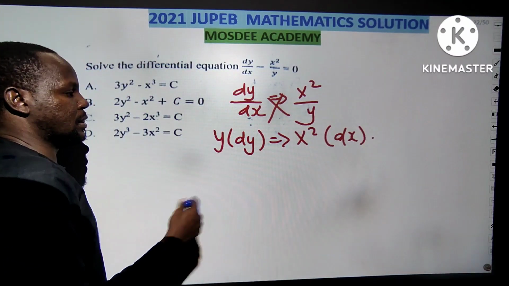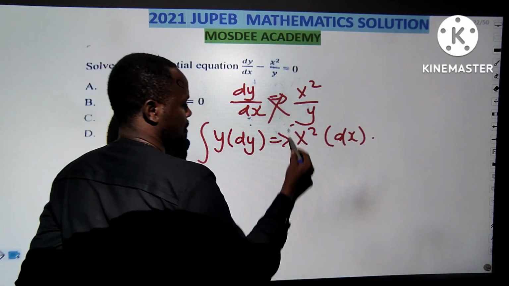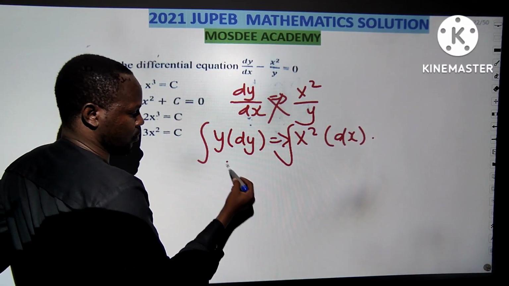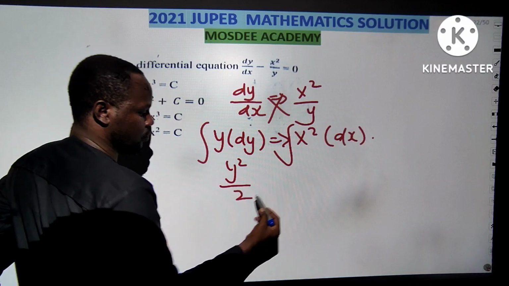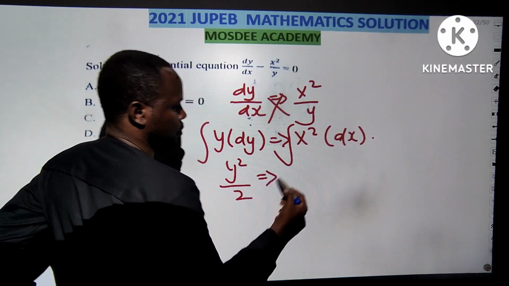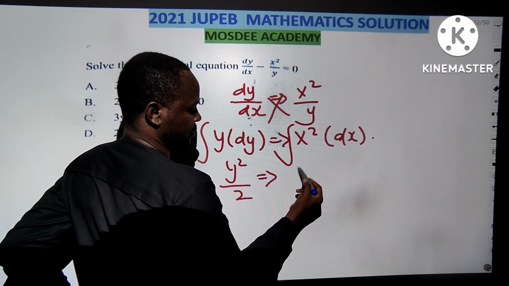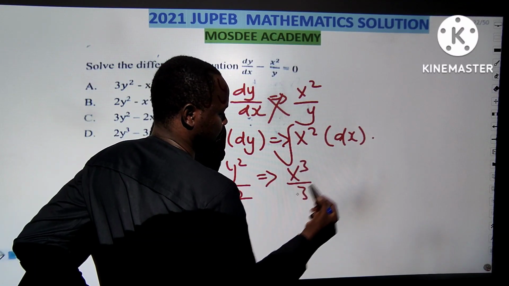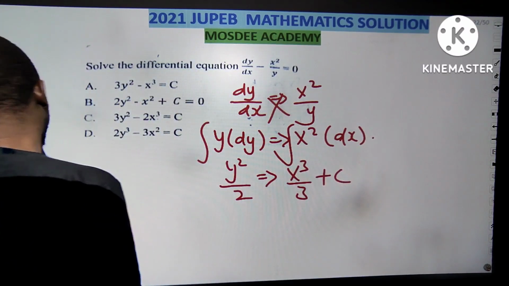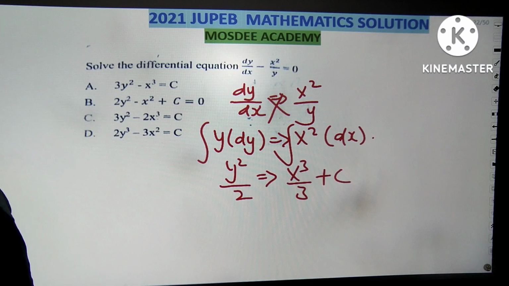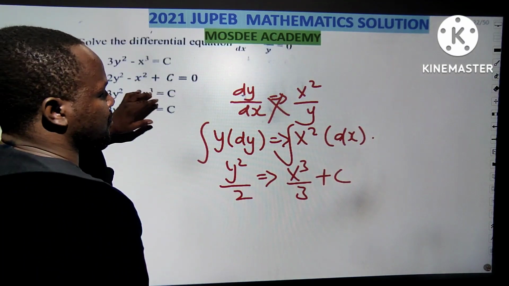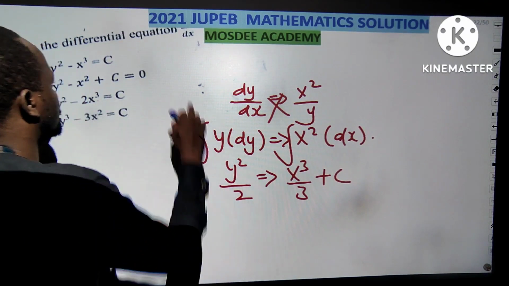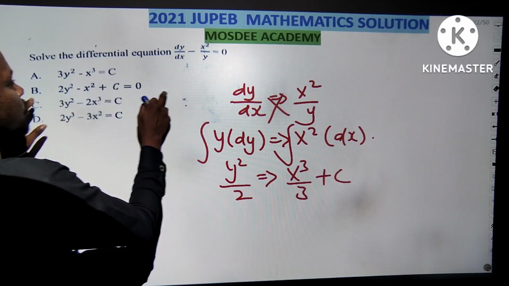So separable. Now integrate both sides. Integrating y is y squared over 2, which is equal to integrating x squared, which is x cubed over 3 plus the arbitrary constant. So similarly, you can now say from here, directly you can say, wow, I want to shift this away.